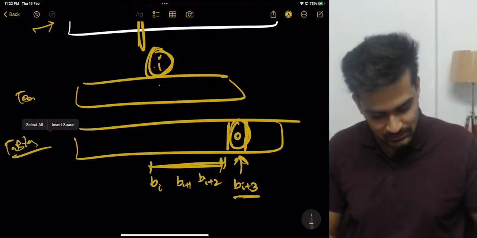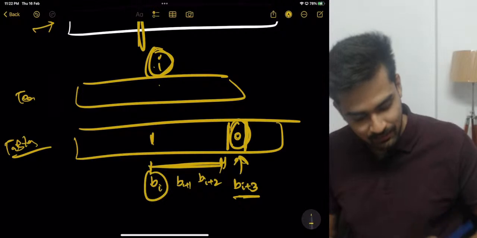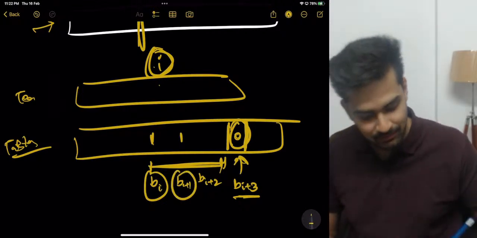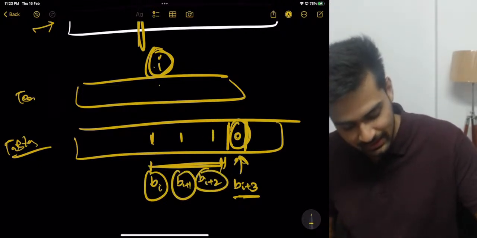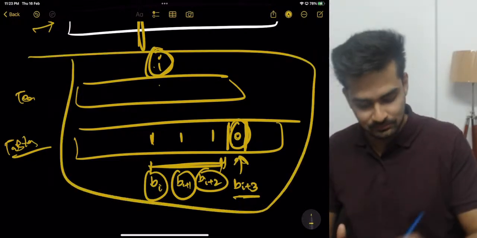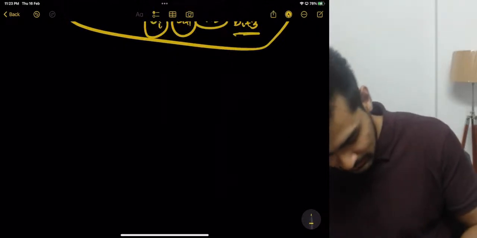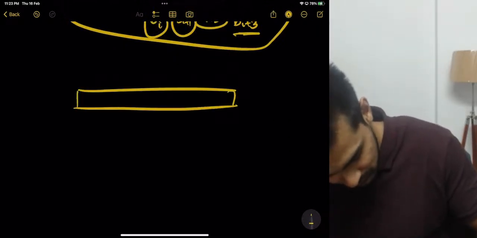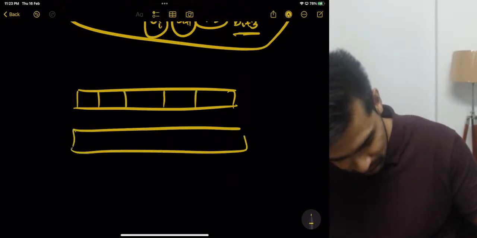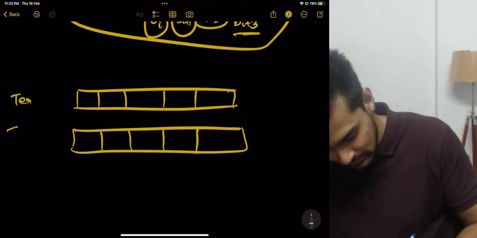So what you can say is that this taster will get their entire b_i value. This person will also get their entire b_{i+1} value. This person will also get their entire b_{i+2} value. Now, let's try to generalize this. We had 5 indexes. This is T, these are tasters.